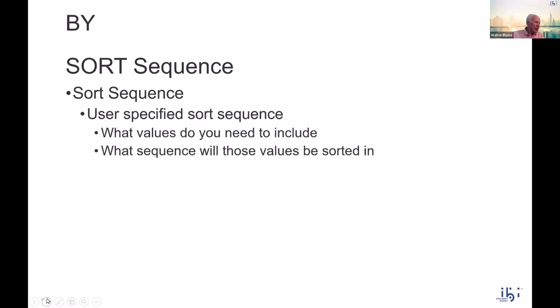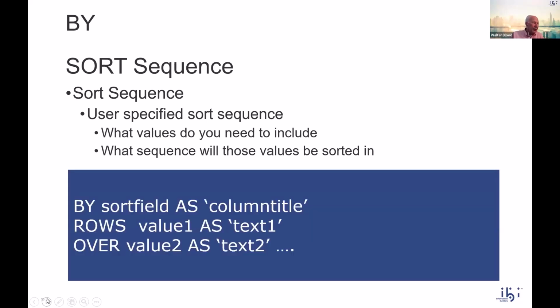We have the syntax that will actually let you do that, and the syntax is very straightforward. There's a whole section inside of the GUI tools that allows you to specify what values you want and the sequence that you want them in, and that's implementing this specific kind of sort. It's by sort field. You can put an as name on that sort field, and it's a fairly important thing to do. And then you're going to use the keyword rows value over another value.